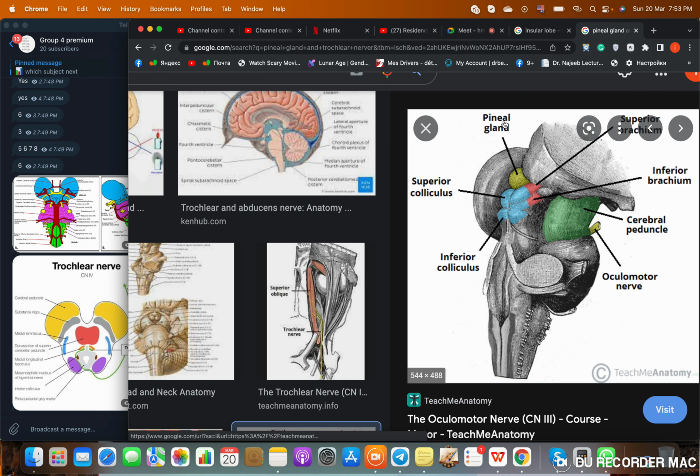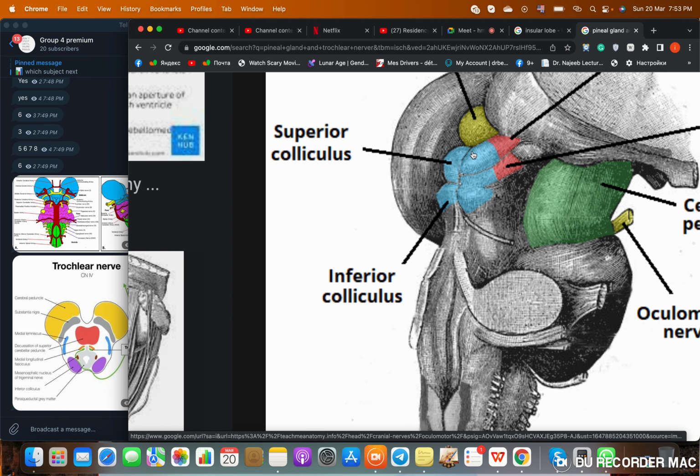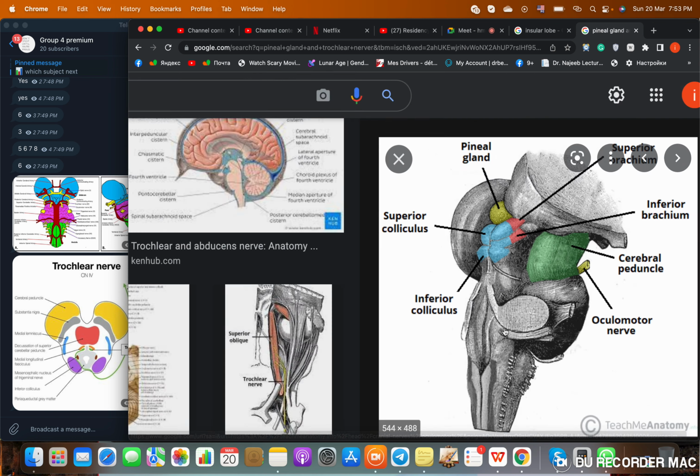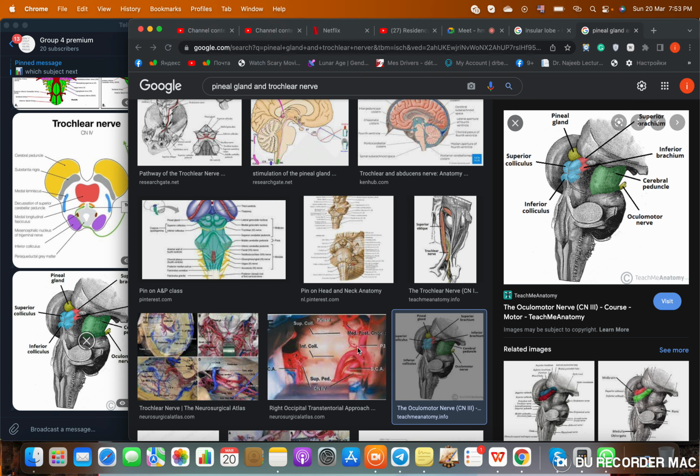Okay, you can see the pineal gland and the midbrain is under it. This is the oculomotor, it's anterior, and this unnamed one is the trochlear. So if this gets so big, it's going to compress this nerve. That's quite common in this type of neuroscience.